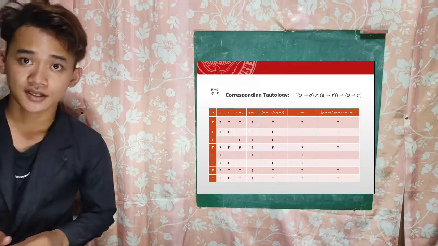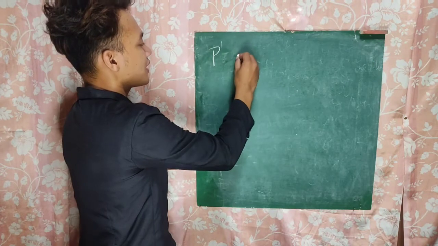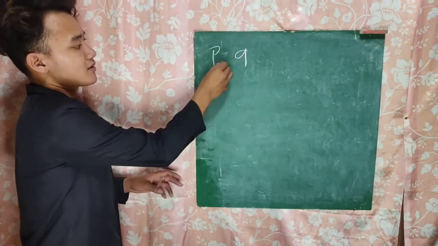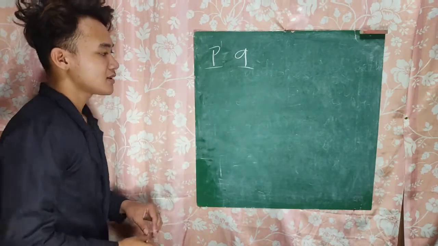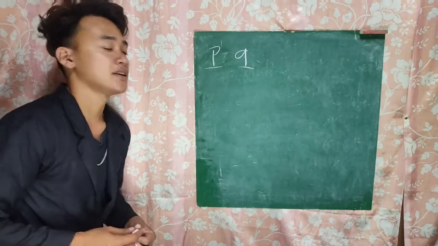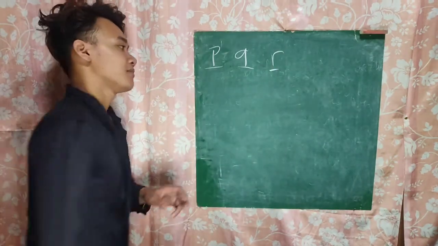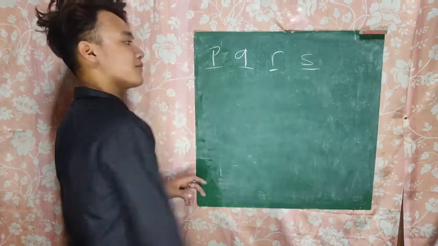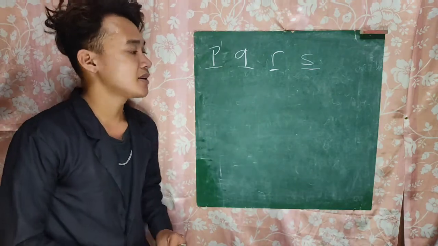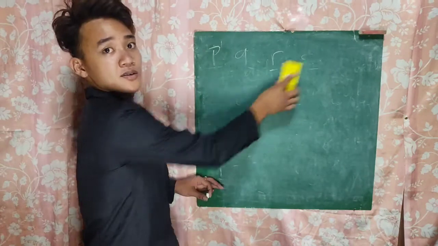Do take note that if we have two arguments or statements, then we have 4 possibilities. If we have 3, then we have 8. But if we have 4, then how many? No, not 12, but 16.